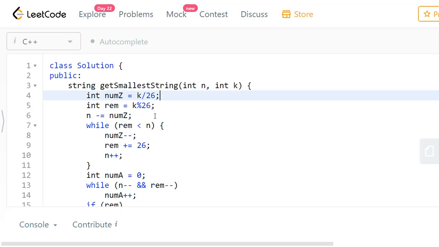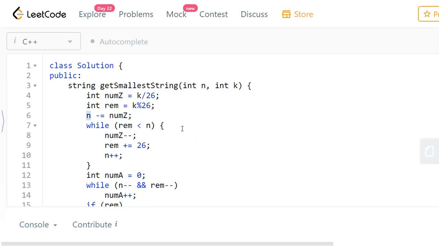First we'll calculate how many letters of Z we can use. The value of Z is 26, and the given value is k. So we divide k by 26 and we get the number of Z's that we can use in the given k. The remainder will be k percent 26. After using the number of Z's, the remainder will be stored in remainder. We need to fit this remainder with other alphabets. It can be A's or some other alphabet. For the given n, we have used the number of Z alphabets, so we need to subtract that from n. The remaining n positions we need to fill with other alphabets.